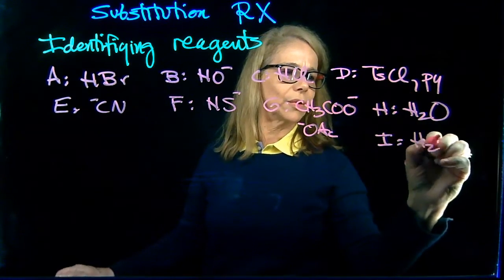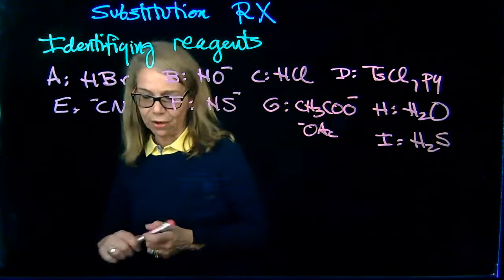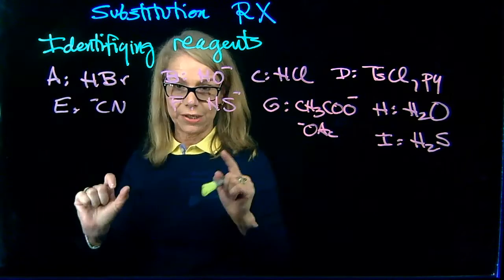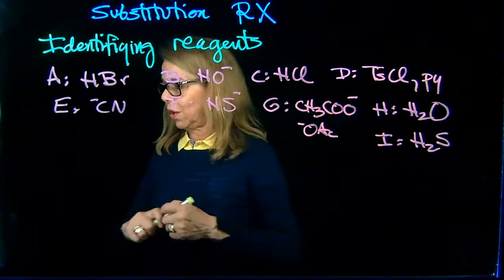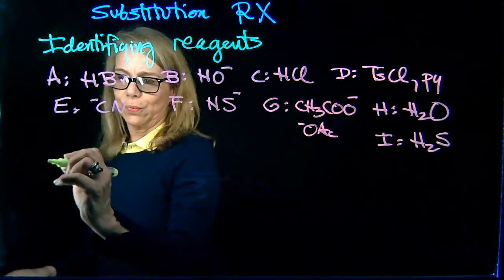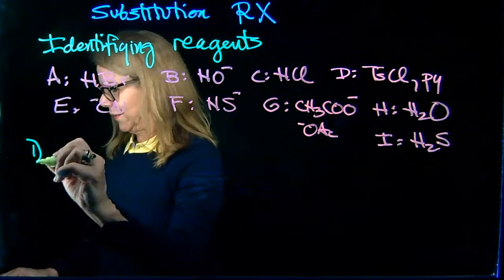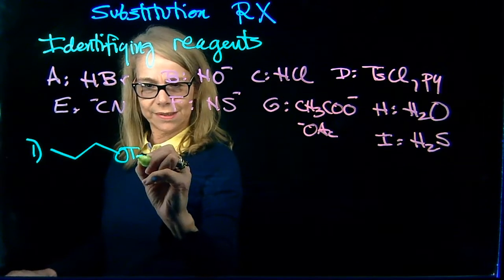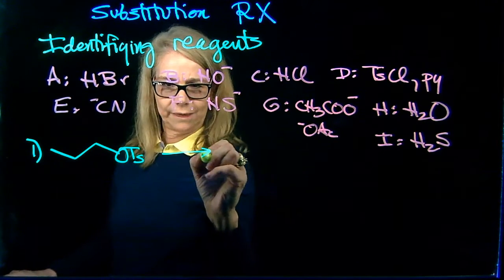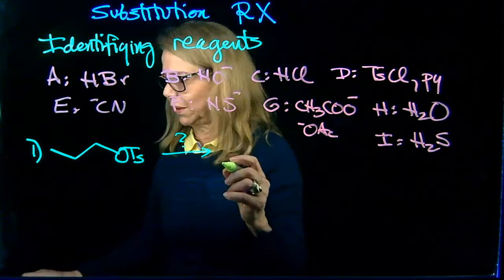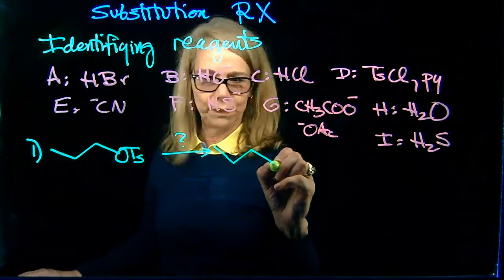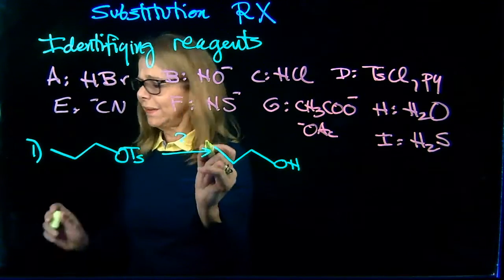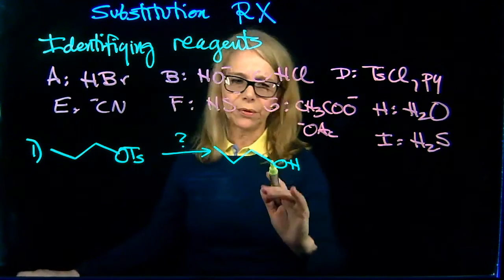Dihydrogen sulfide. So now let's work on one reaction and try to identify the reagent that I need to choose to accomplish the transformation. So problem one, I have the following reaction. This is OTs, this is tosyl, and we need to figure out what goes there. What reagent? This is my product, an alcohol.